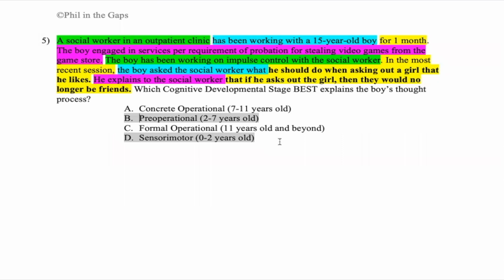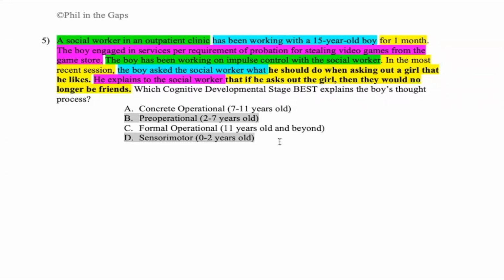He doesn't have the egocentric or intuitive type thinking of, whatever I've got inside my mind, everyone should be feeling that as well. If anything, he's considering the needs of another individual and stating, you know what? I want to ask out this girl, but I don't want to make a mistake. I don't want to ruin our friendship. So now we're in between A, concrete operational, or C, formal operational.